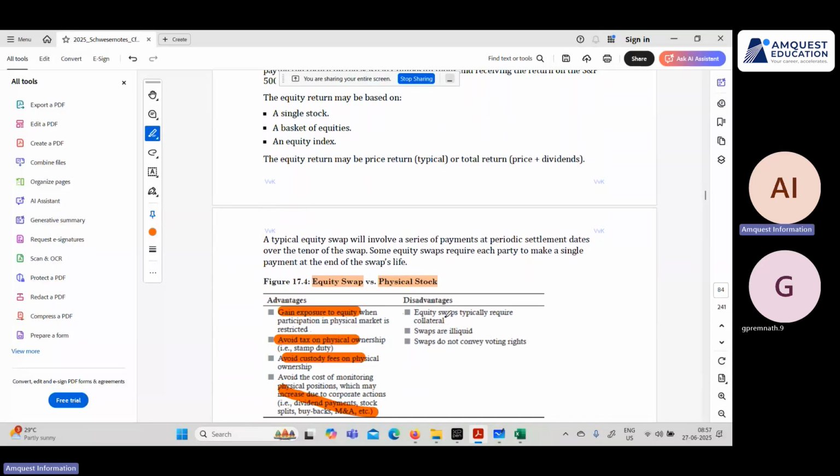Obviously, the disadvantages are that equity swaps typically require collateral. Although in an OTC product we say there is no collateral, usually it does happen. Swaps are illiquid, as I said, because they are OTC; had they been standard products, liquidity would not be an issue. And when you get into swaps, you are not physically owning the stock, so you will not have voting rights. Is that clear?